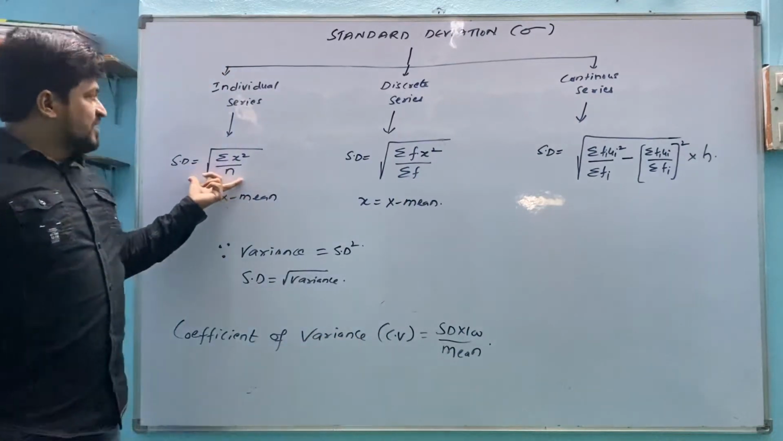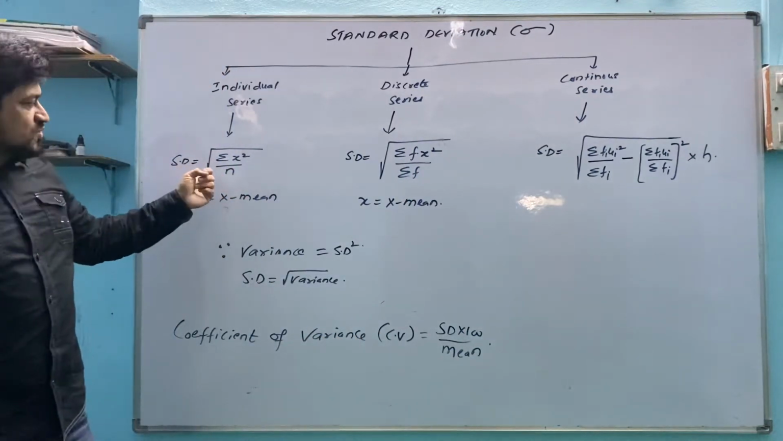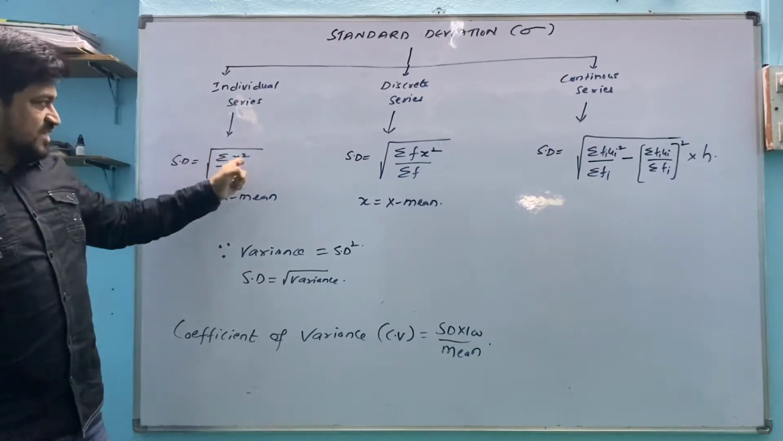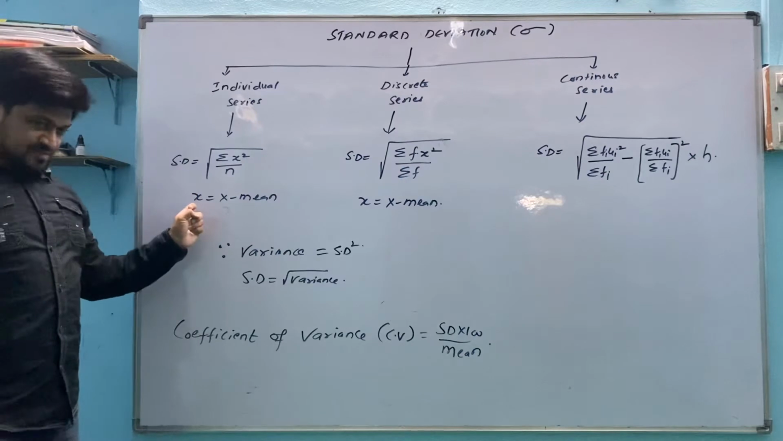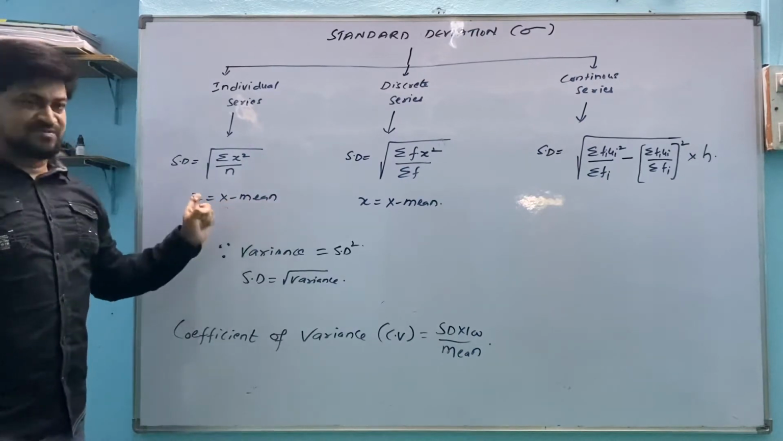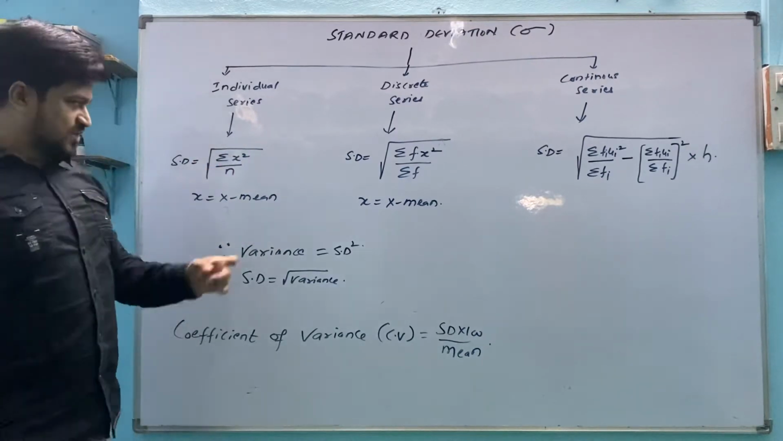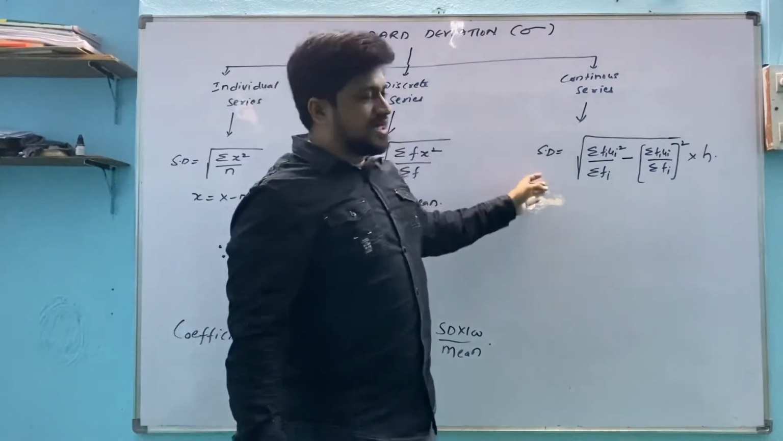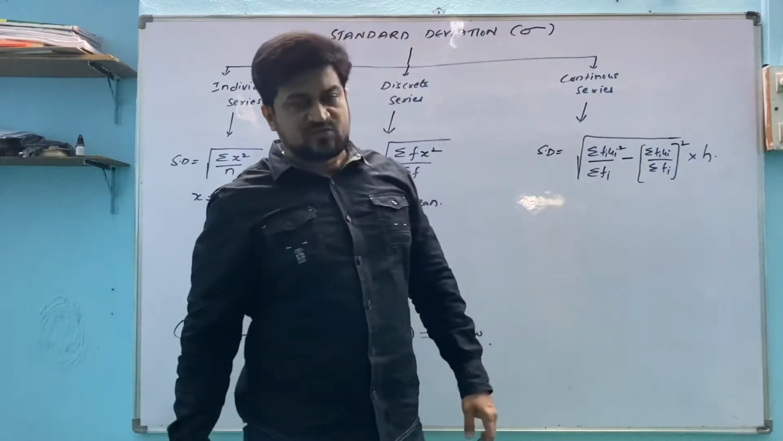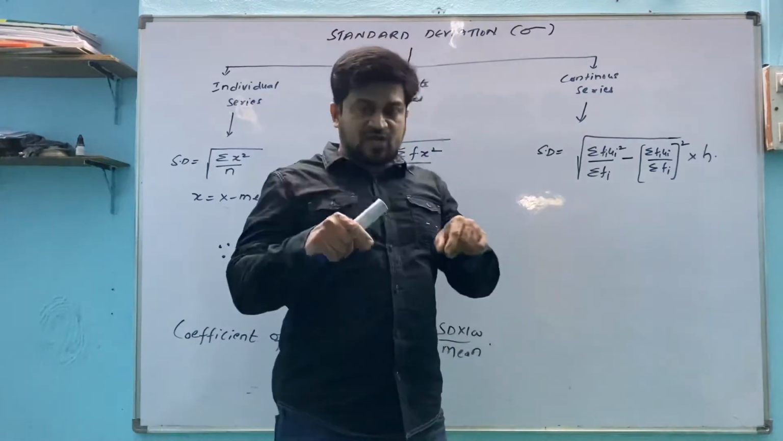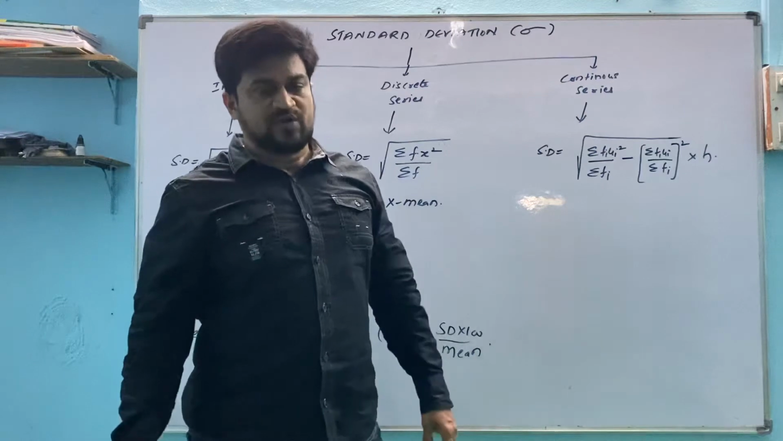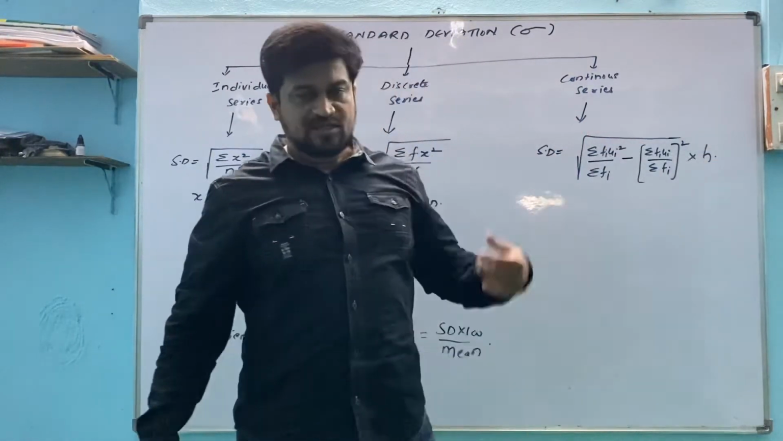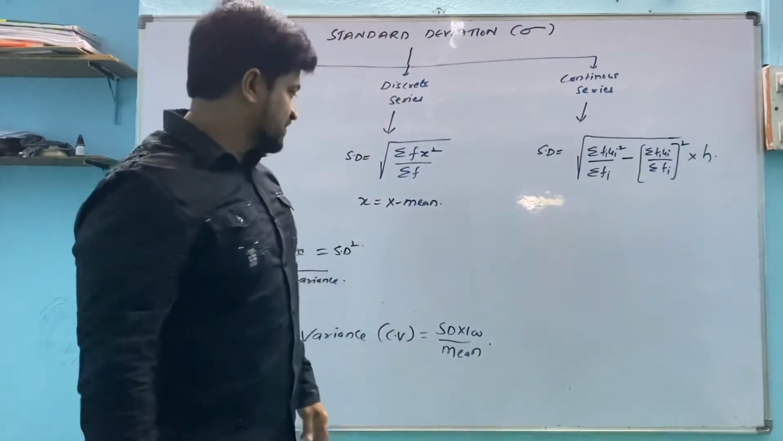Now, for individual series, standard deviation equals root over sigma small x square divided by n. Root is there for both the values, whereas small x represents x minus mean, x being whatever observations are given to you. Apart from this, for continuous series, standard deviation is square root of sigma fi ui square by sigma fi, minus, in bracket, sigma fi ui by sigma fi, whole square. Then outside the root, into h. Don't include that h inside the root. That is anyhow excluded from the value.